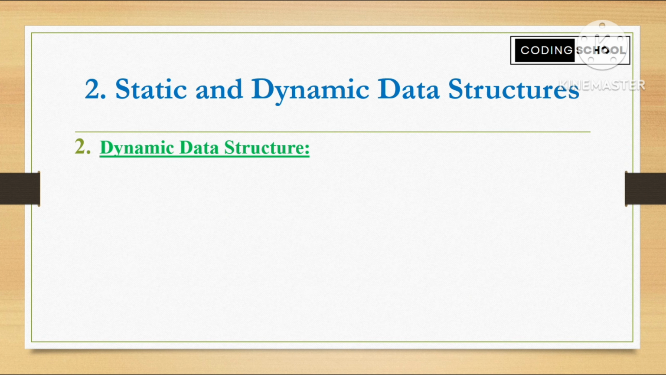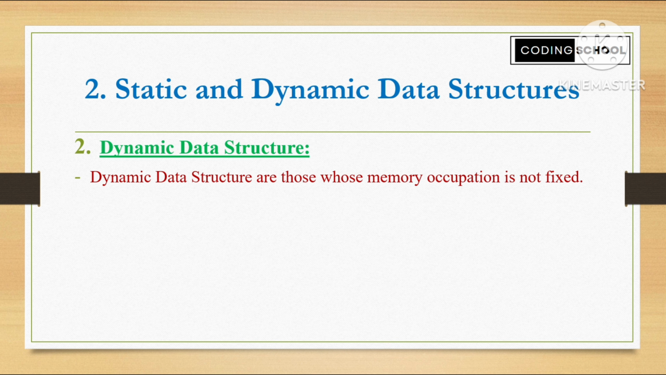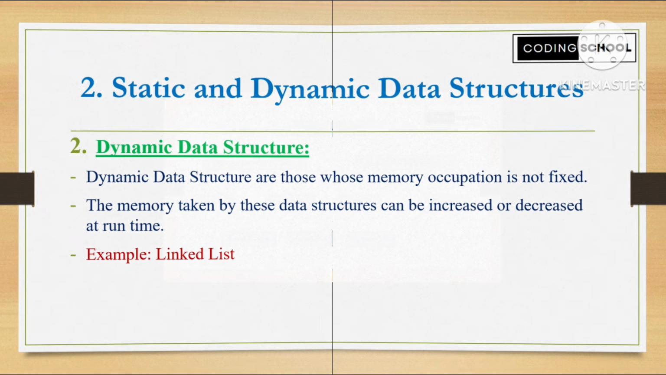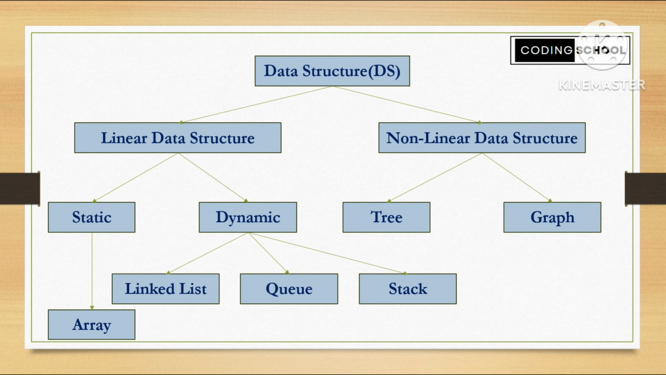Next data structure is dynamic data structure. Dynamic data structures are those whose memory occupation is not fixed. The memory taken by these data structures can be increased or decreased at runtime. Example is linked list. This is a very simple representation of data structures in which static and dynamic data structure comes in the linear data structure. You can refer to this diagram for better understanding.